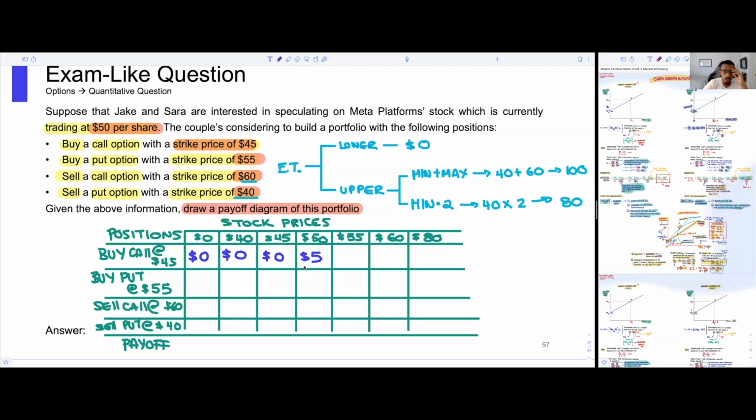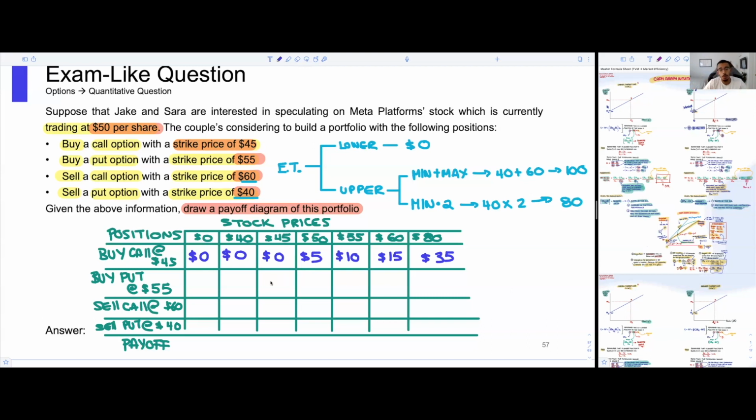And if our payoff was $5 when the stock price was trading at 50 bucks, then of course it'll be 10 bucks if it's trading at 55, and then it'll be 15, and then it'll be 35 right here. Okay, I hope that wasn't too fast for the later part. I mean, it's literally just 80 minus 45. Come on, you got this.